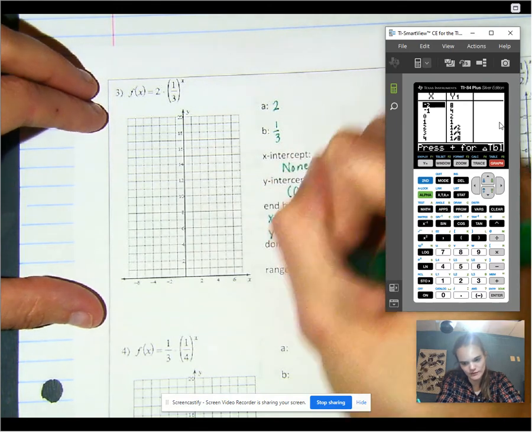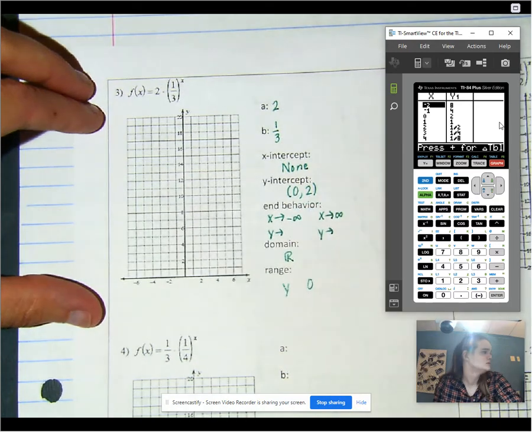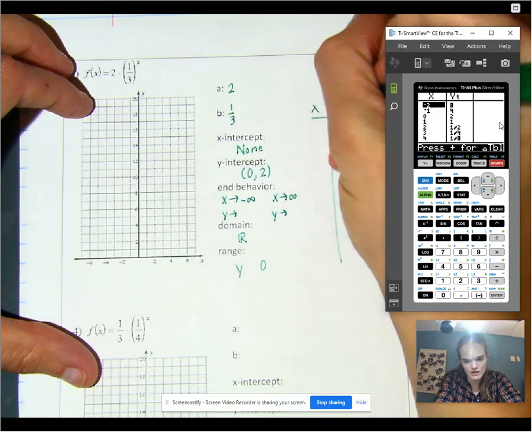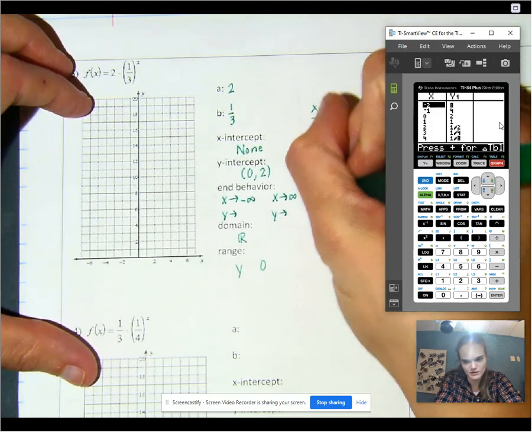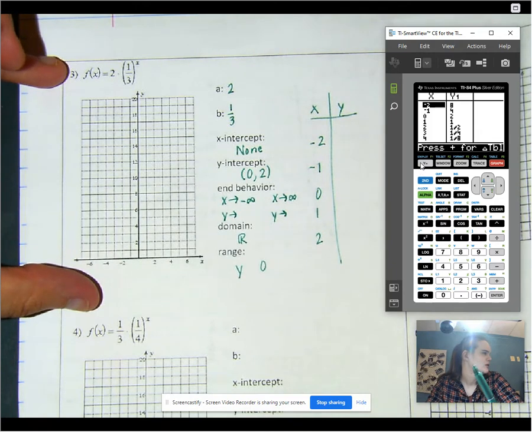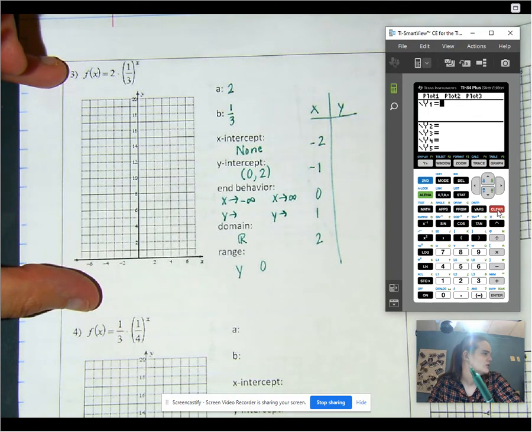Domain is all real. Range is something compared to 0. So make a table. X, Y. I have no idea why I made that big. Okay. Y equals, clear this out, 2, parentheses, alpha, y equals, enter, 1, go down, third, go over, close the parentheses, and raise it to the x.